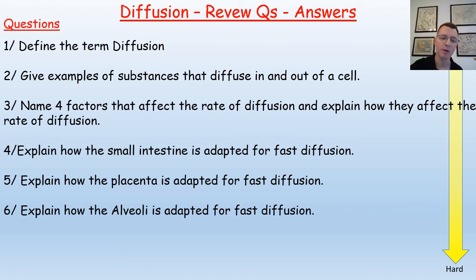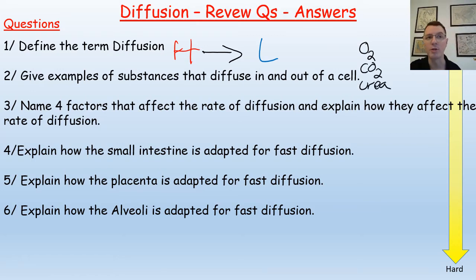Define the term diffusion. Well, diffusion is the movement of a substance from a high concentration going to a low concentration. Give examples of substances that can diffuse in and out of a cell. Well, we could talk about oxygen, we can talk about carbon dioxide, and we can talk about urea. We could also mention glucose, but only if we have those special proteins for facilitated diffusion.